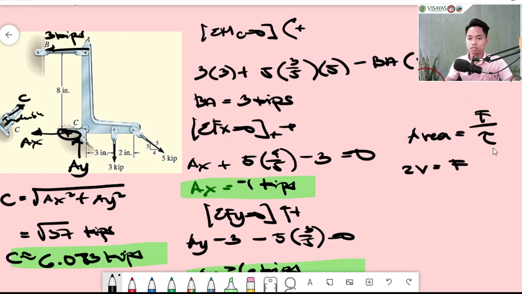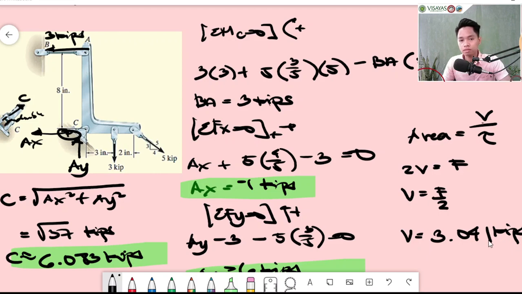Since this is shear, what we will use here is V, because that is shear. So, because this is double shear, 2V is equal to F. Therefore, V is equal to F over 2. So, what is our V? That would be the square root of 37 divided by 2. That is equal to 3.041 kips.